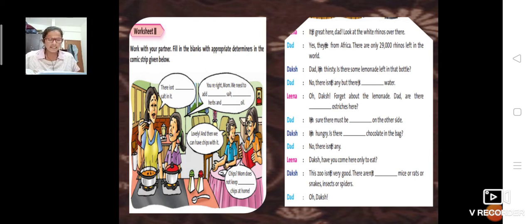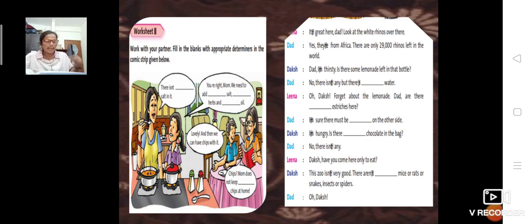Lena, it is great here, Dad. The words given on the left side are the names of the speakers. Lena says, it's great here, Dad. Look at the white rhinos over there. Dad says, yes, they are from Africa. There are only 29,000 rhinos left in the world. Daksh says, Dad, I'm thirsty. Is there some lemonade left in that bottle? Dad says, no, there isn't any, but there is dash water. The sentence is already negative, so he says there isn't any lemonade. So he says there is little water.